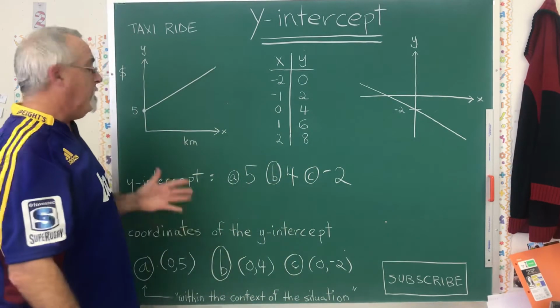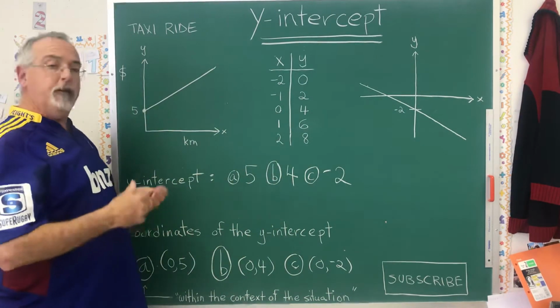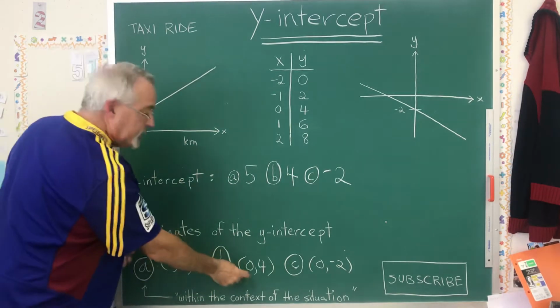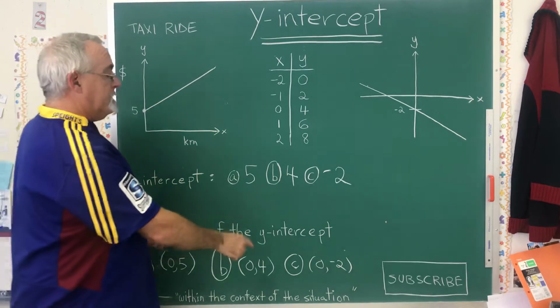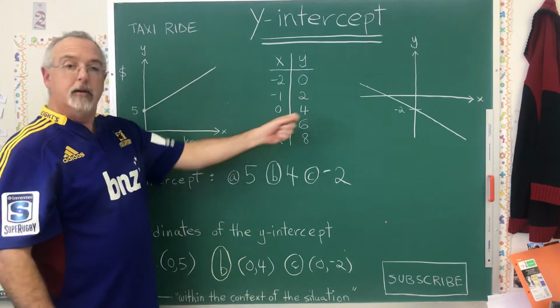Very straightforward, but watch out, because if you are asked for the y-intercept and you give the coordinates of the y-intercept, technically you're wrong. The y-intercept is just the 4 in this example.